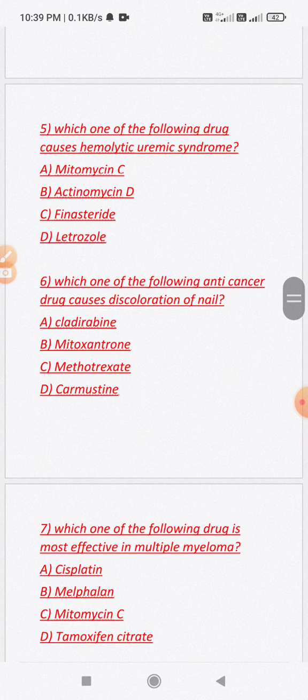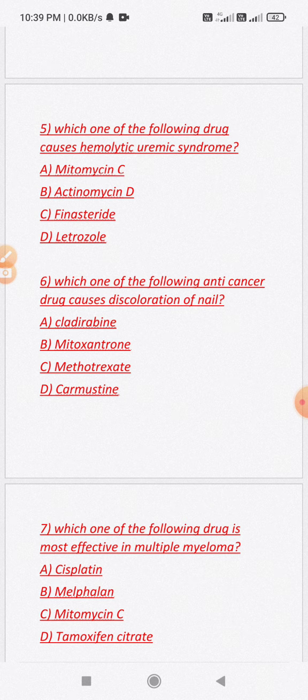So question number 5. Which one of the following drugs causes hemolytic uremic syndrome? Answer will be mitomycin C. Mitomycin C is an antibiotic anti-cancer drug which causes hemolytic uremic syndrome.